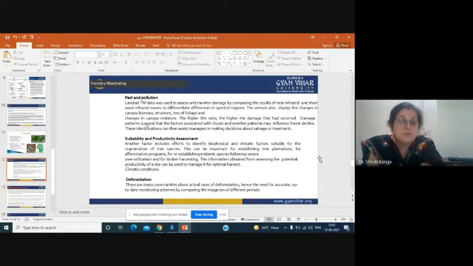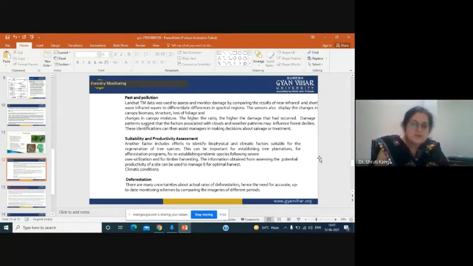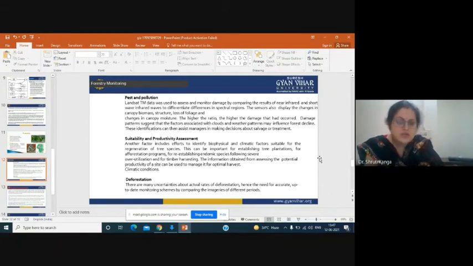Then sustainability and productivity assessment is another factor, which includes efforts to identify the biophysical and climatic factors suitable for the regeneration of tree species. So we can go for different kinds of climatic data analysis, and based on that analysis we can demarcate areas where, due to the influence of these biophysical and climatic parameters, we can go for productivity-related activities in the forest areas.